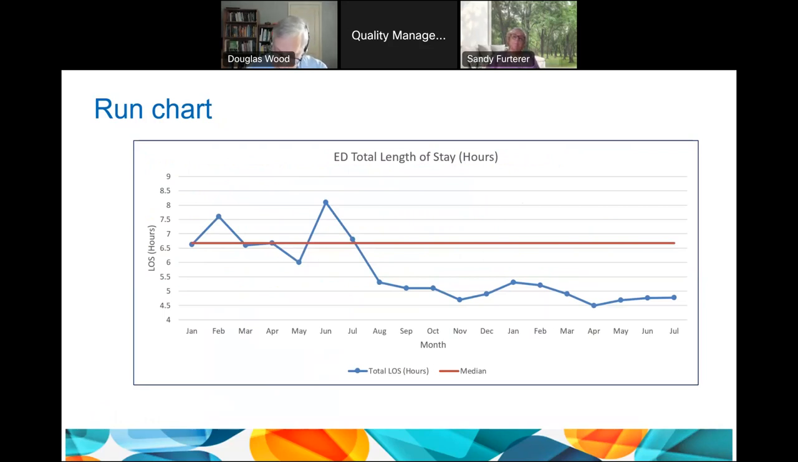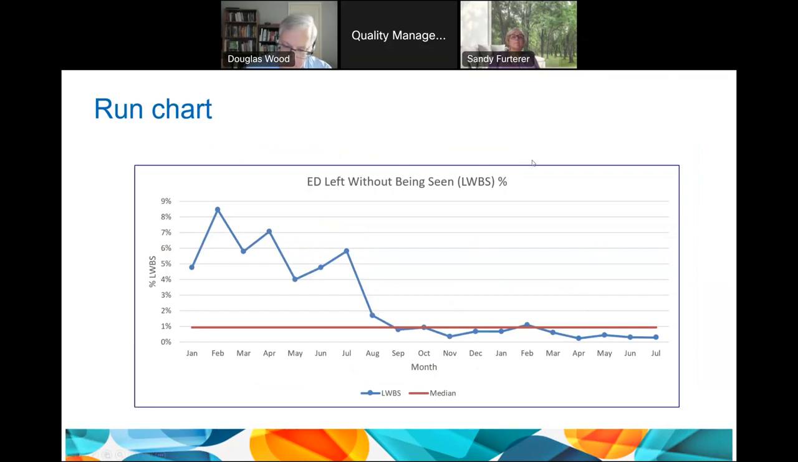Now, a shift was noted in the results after July. The improvement changes were implemented then. So this red line you see here is the median before the change was made. The process had both a higher median and higher variability prior to August, so the project must have had an effect. Not only did the length of stay improve, but the percent who left without being seen decreased tremendously. It went down from 6.5% to 3.5% and eventually to 0.3%. Here, the red line shows the median after the change. So you can see how the run chart demonstrates a trend.